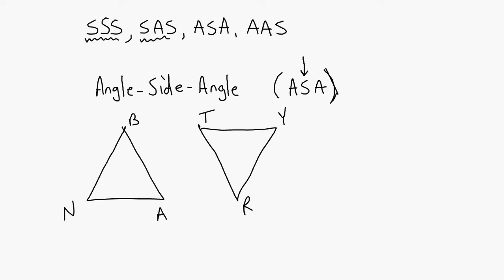So what does that mean? Where does that mean the side has to be? The side has to be in the middle of the 2 angles of the triangle. Thank you. So look, angle, side, and an angle. It has to be an angle with a side in the middle of them and another angle. It's got to be in that order. That's why the acronym is ASA. The side has to be between the 2 congruent angles.